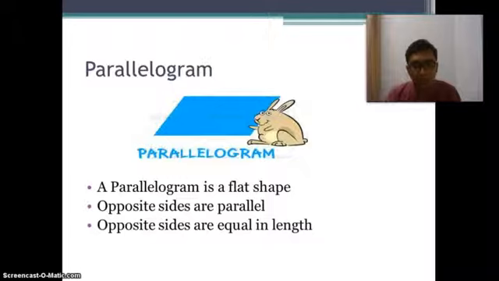Okay, today I'm going to share with you about the area of a parallelogram and a square. But first, I will explain about the area of a parallelogram. Basically, a parallelogram is a flat shape. You can see it is a flat shape and its opposite sides are parallel, which is this side is parallel to this side, while this side is parallel to this side. Opposite sides are equal in length, which is this side has an equal length with this side, and this side has an equal length to this side.